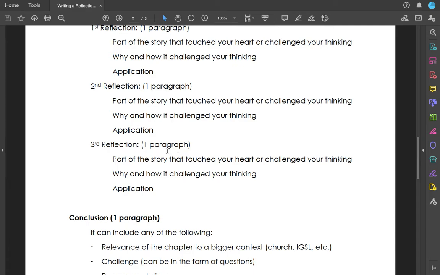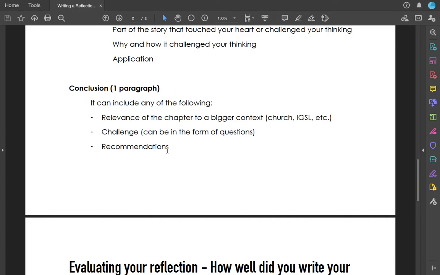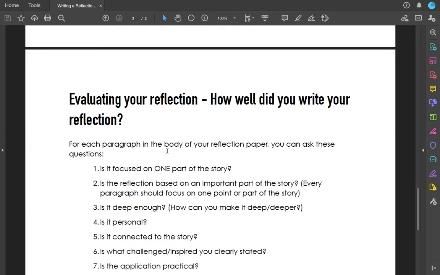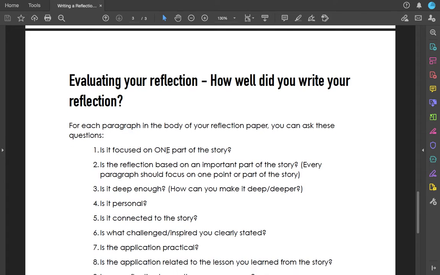So this is one of the things we'll be doing this semester and next semester. This is not the last time we're going to be talking about the reflection paper, because critical thinking is developed over time. So we are going to work on our critical thinking through this exercise and many more.